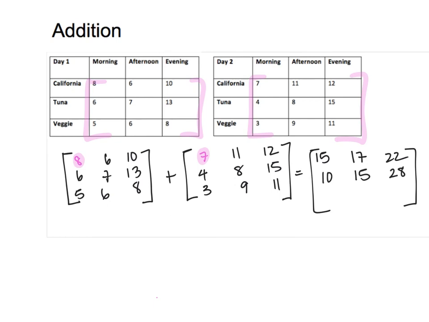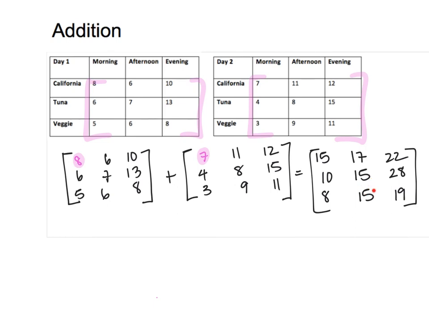And then the next row, I have a 5 plus 3, which gives me 8. 6 plus 9 gives me 15. A lot of 15s here. 8 plus 11 gives me 19. And so now I have my new matrix.